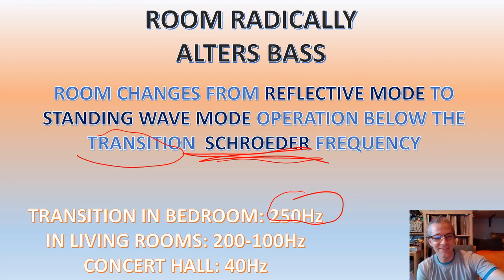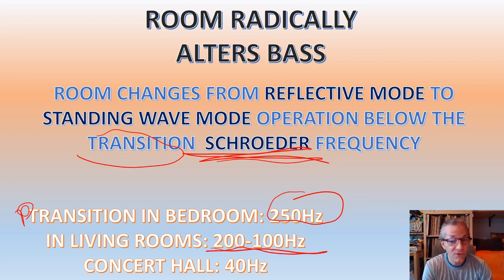So let's go back again to the transition frequency. In a bedroom it's about 250 hertz, and in living rooms it's between 100 hertz and 200 hertz. 100 hertz is the case of a huge, enormous, ginormous living room. 200 hertz is a case of a medium-ish, smallish size living room. I would say a medium-sized living room in Hawaii, and a small size living room on the mainland where you have gigantic places.